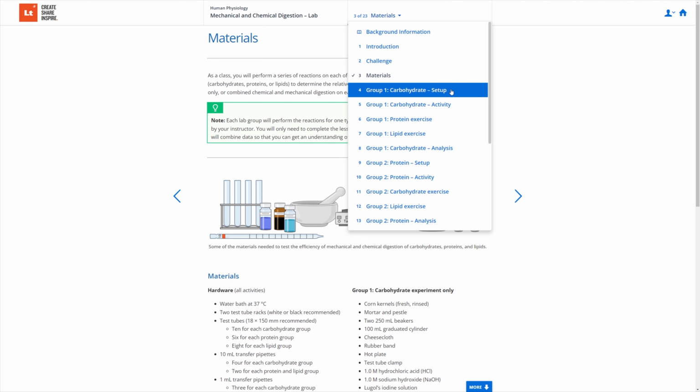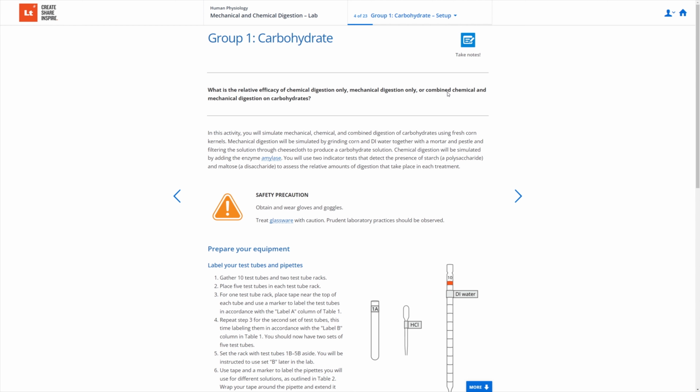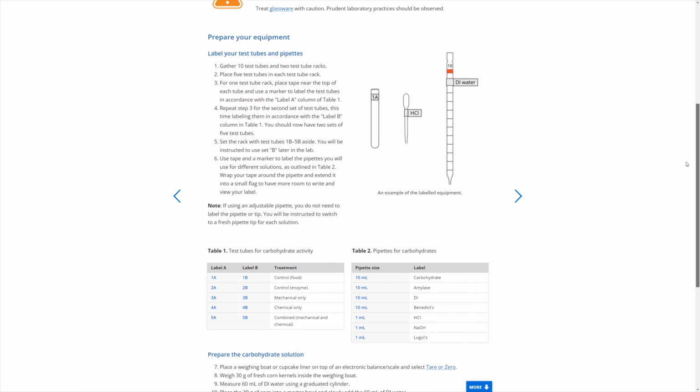Each macronutrient has a setup page, an activity page, and an analysis page. While waiting for a water bath incubation between the activity and analysis, each group will carry out virtual experiments on the other two macronutrients. On the setup page, students are asked to clearly label their test tubes and pipettes.